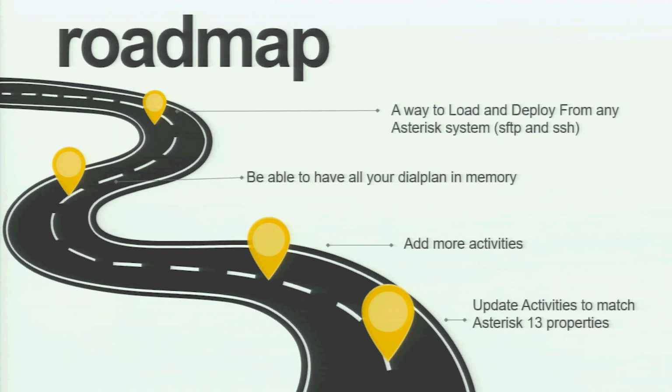So what is on the roadmap? On the roadmap we need a way to load and deploy from any Asterisk system. So we use in our system a server that has all the workflows in the database, and when you deploy, our server runs through every single flow and creates the Dialplan for them and deploys the extensions.conf in memory. But that is for our use case.